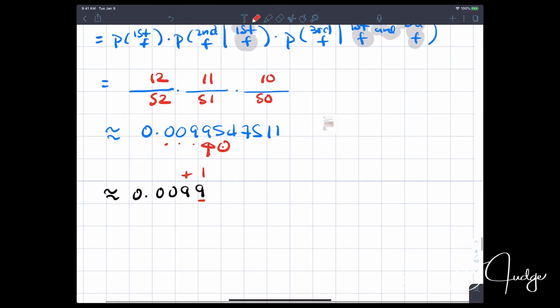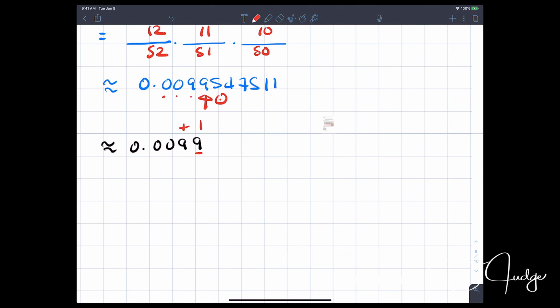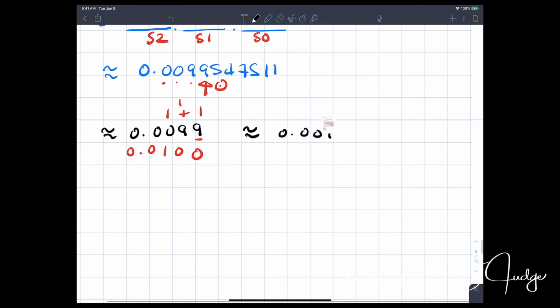Now, look at what happens when we add 1. I'll keep it in red. You guys know, what's 9 plus 1? 10. Carry the 1. What's 9 plus 1? 10. Carry the 1. What's 1 plus 0? 1. Bring down the next 0. And ladies and gentlemen, guess what you get? An answer to the 10 thousandths position is really 0.01, and then 00.